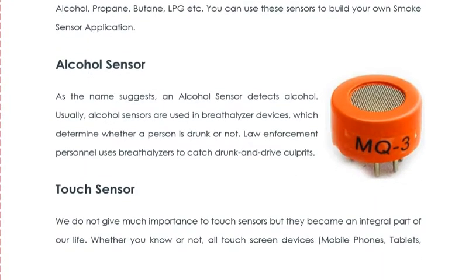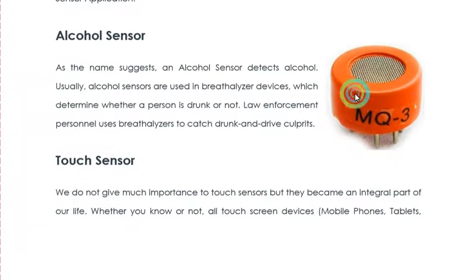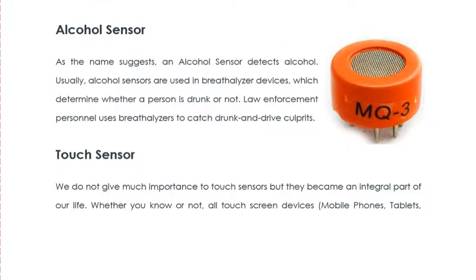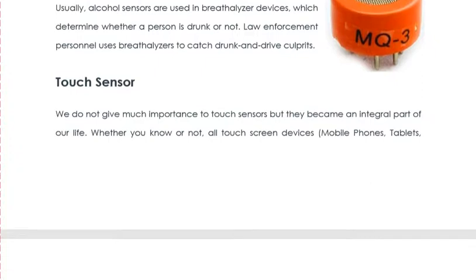Another one, very common, is the alcohol sensor. By the name itself, ang iya lamang nga purpose is to detect kung may presence ang alcohol. Usually, alcohol sensors are used in breath analyzer devices which determine whether a person is drunk or not, nga ginagamit sa aton nga mga law enforcement personnel. This one, pwede man magamit sa mga industry applications to sense kung may presence of alcohol in a certain area.